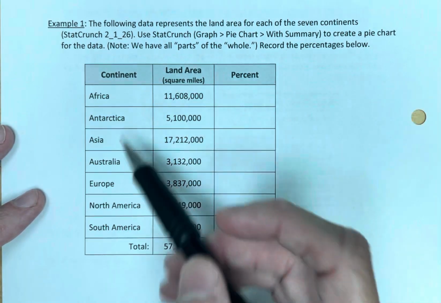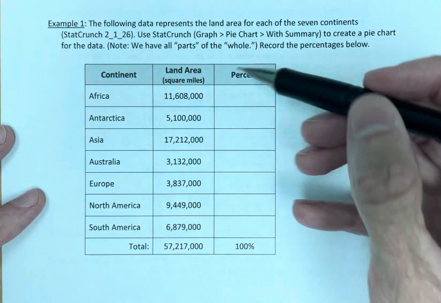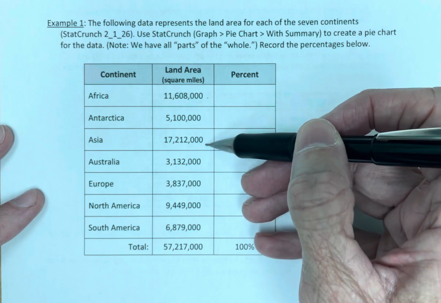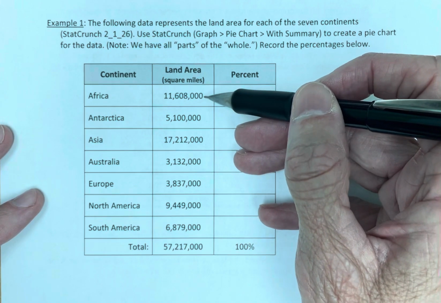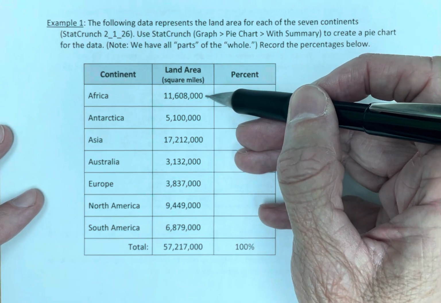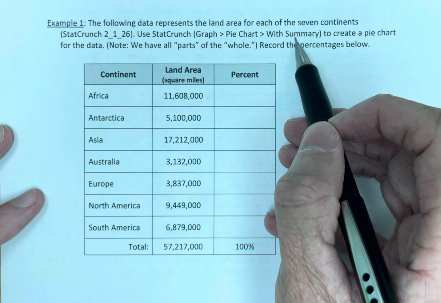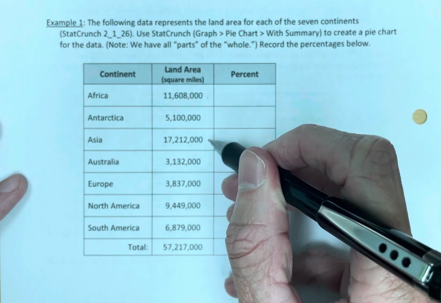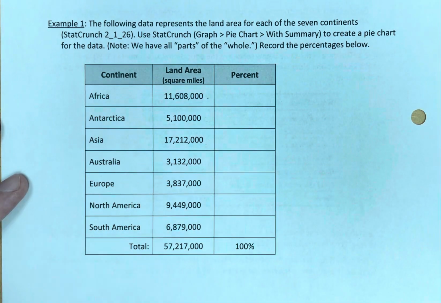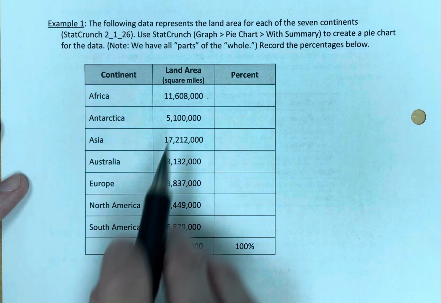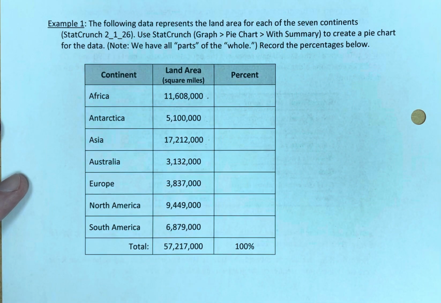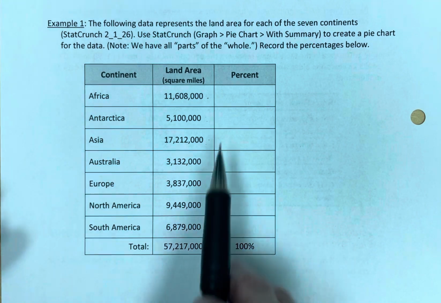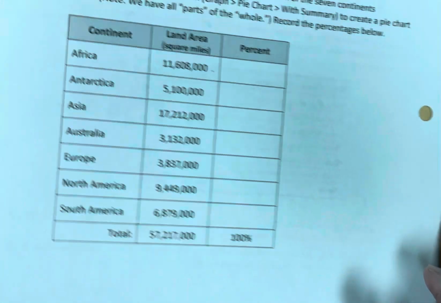So here we have the data. Our 7 continents are over here, and we've already done the math, all the land areas. So we've already added up all the countries in Africa. That's what we're doing with summary. Antarctica, of course, stands alone. Asia has lots of countries in it, et cetera, et cetera. Let's make a pie chart. 57 million square miles of land area. We notice here, that's a lot. Okay, let's come up here and find our percents using StatCrunch.